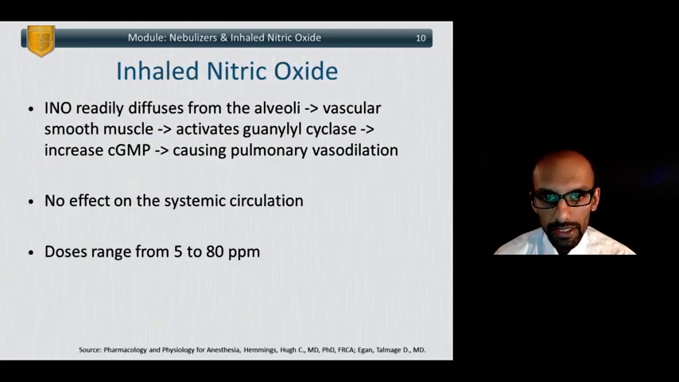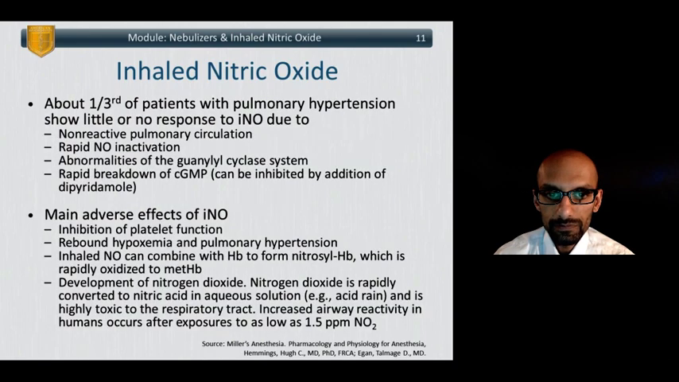So inhaled nitric readily diffuses from the alveoli into the vascular smooth muscle. It activates guanylyl cyclase, as we mentioned, increases cyclic GMP concentrations within the cytosol, and that ultimately leads to a downstream cascade of events that causes pulmonary vasodilation, largely due to the inhibition of the calcium effects intracellularly. There's no effect on systemic circulation, and the doses range from about 5 to 80 parts per million.